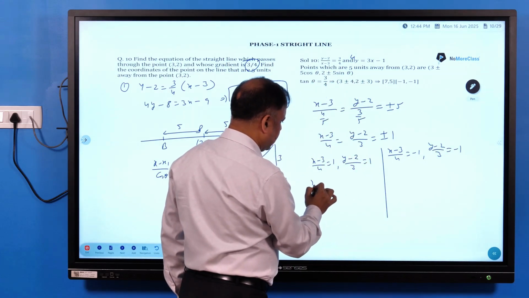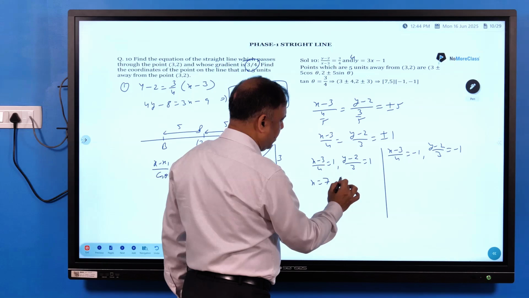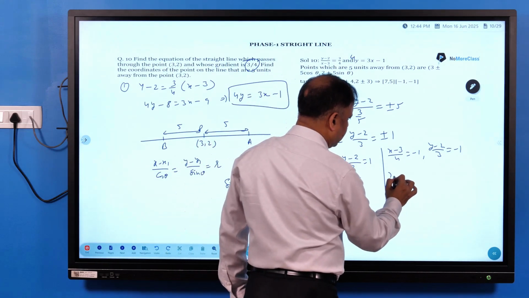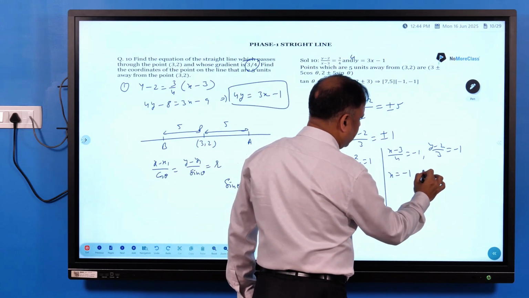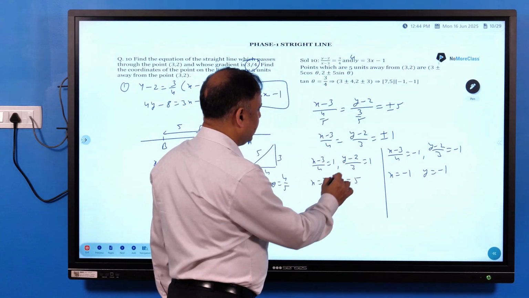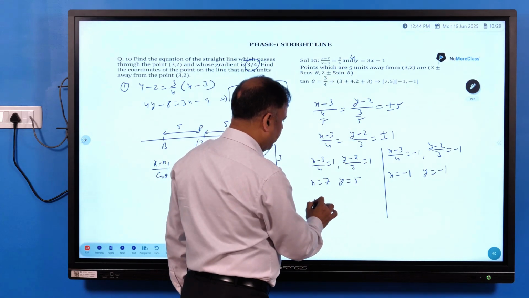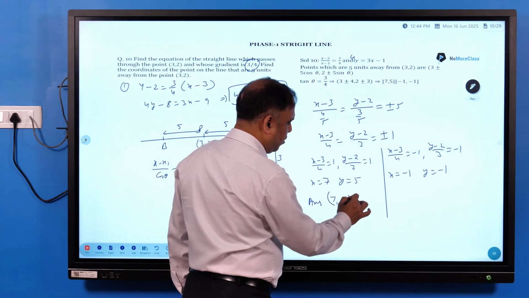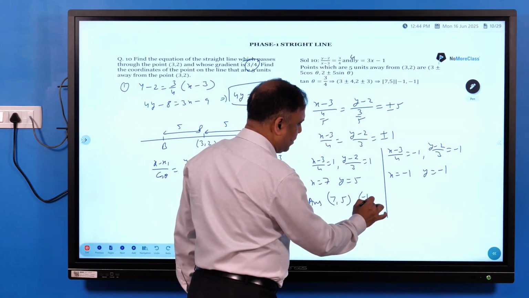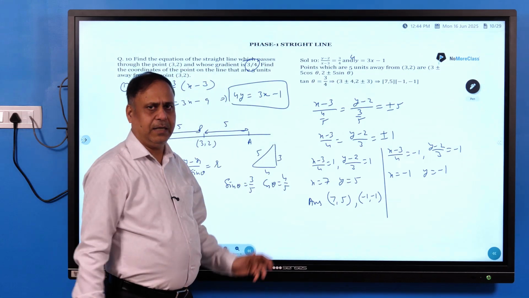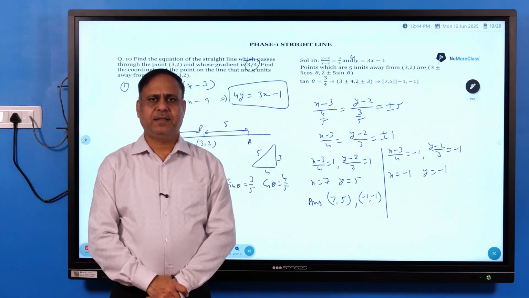Calculate. So x is equal to 4 plus 3, 7. y is equal to 3 plus 2, 5. And from here, x is equal to 3 minus 4, minus 1. And y is equal to 2 minus 3, minus 1. So two answers are there. So the final answer is the points are (7, 5) or you can have (minus 1, minus 1). So 2 points will be there on both sides of the line. So this completes the answer. Thank you.